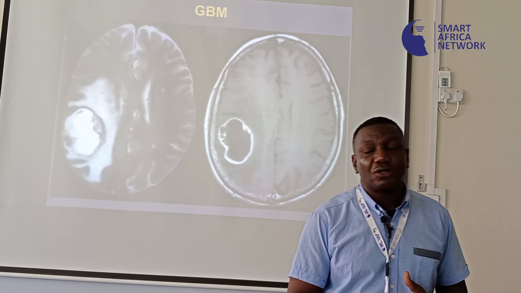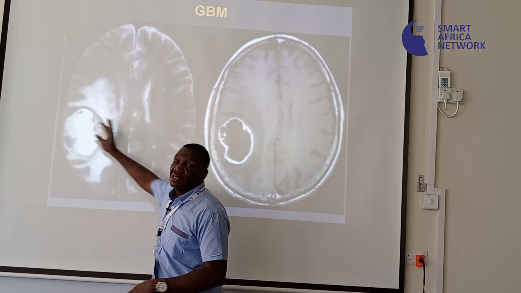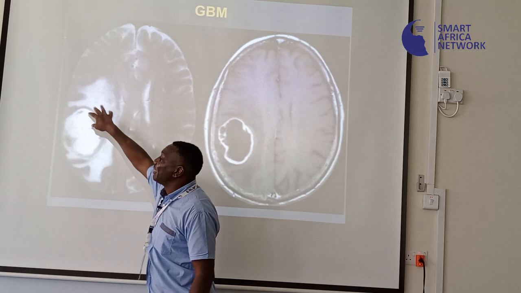This side is abnormal. So we know that this is an abnormal side. And then we know that there's a lot of whiteness here. This whiteness here represents what? Fluid. And also there's a vision of water inside.